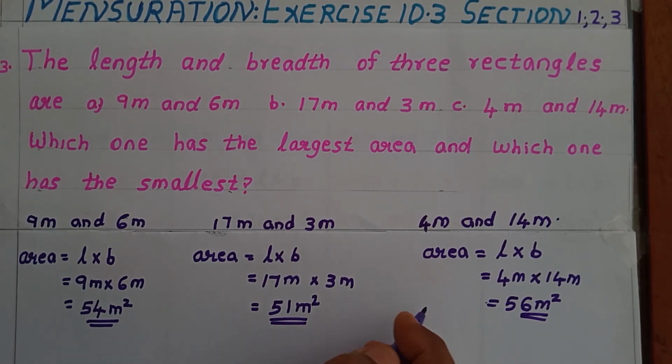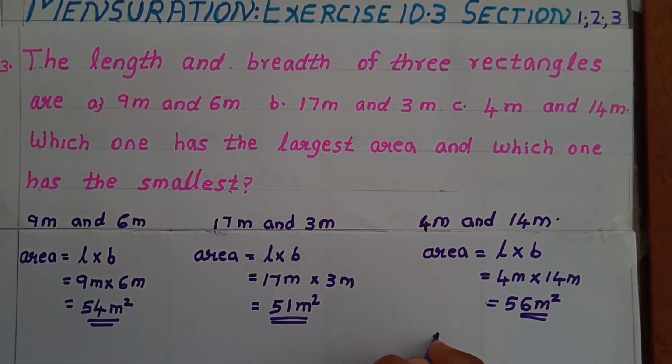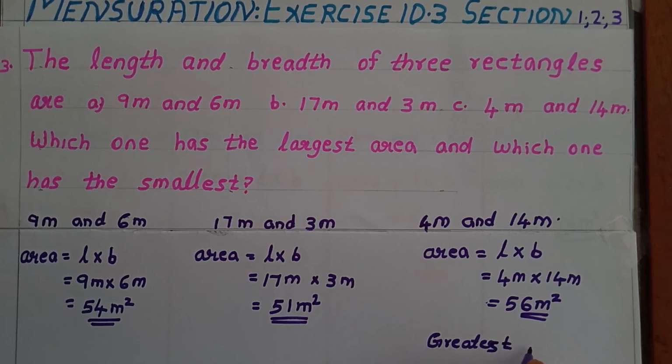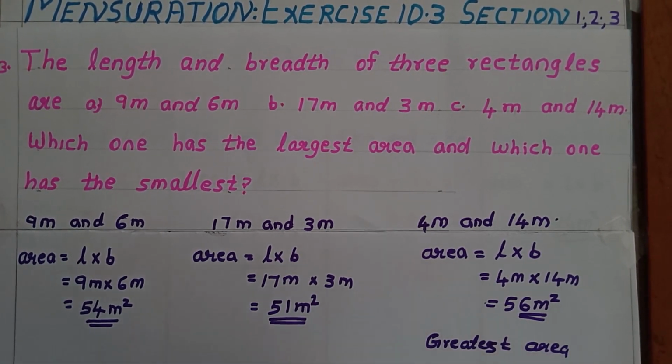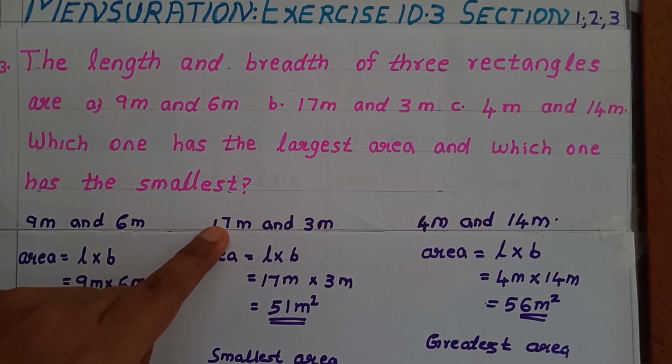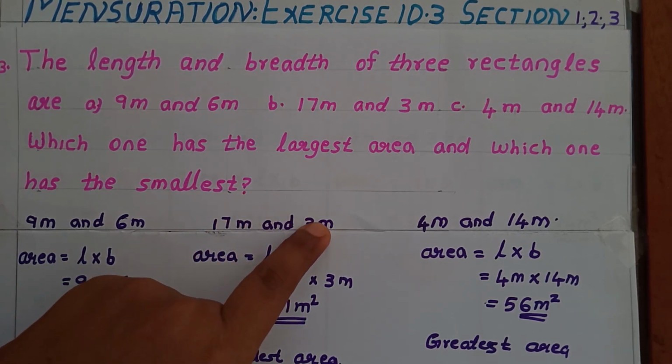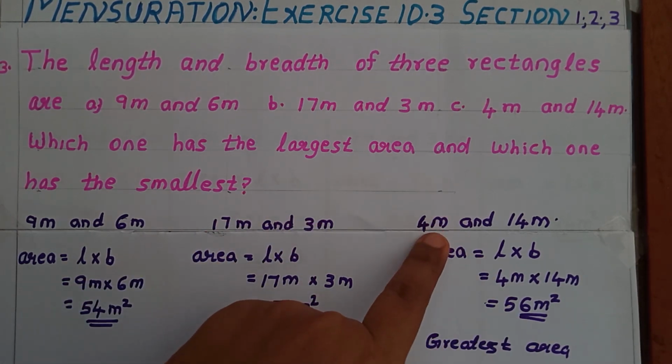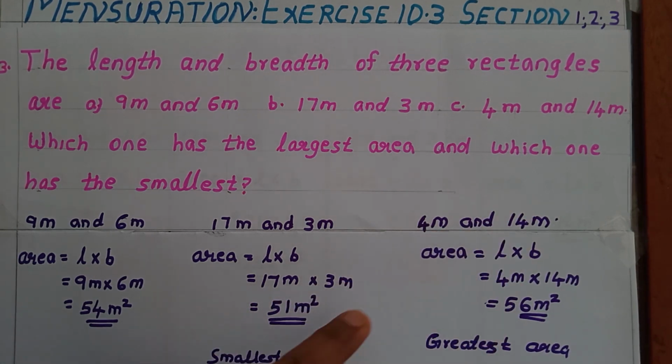See this one. So greatest area. And which one has the smallest area? 51. Smallest area is for the rectangle 17 meter and 3 meter. Greatest area is for the rectangle 4 meter and 14 meter.